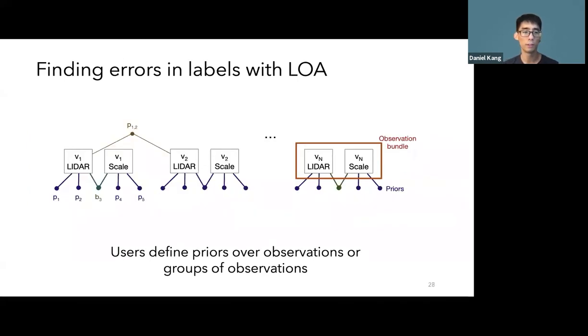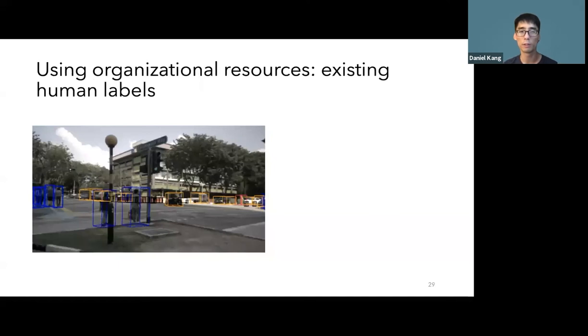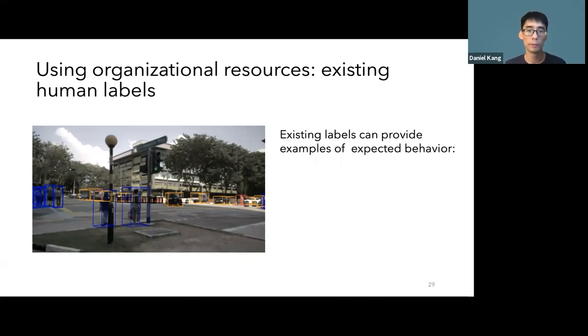Well, at a high level, users define priors over observations or groups of observations. And then these observations or groups of observations are automatically ranked to determine which ones are most likely to contain errors. LOA leverages two organizational resources, which are things already present in existing deployments. The first are existing human labels. Existing human labels can provide examples of expected behavior, for example, expected box volumes, track lengths, and a whole host of other properties.